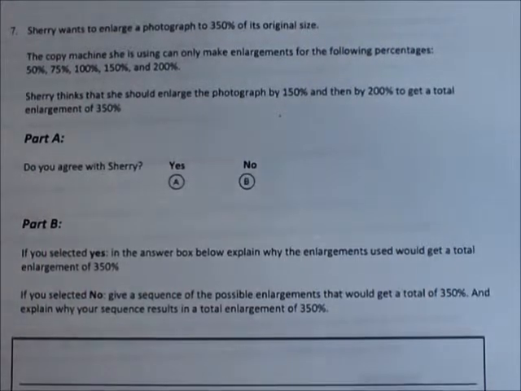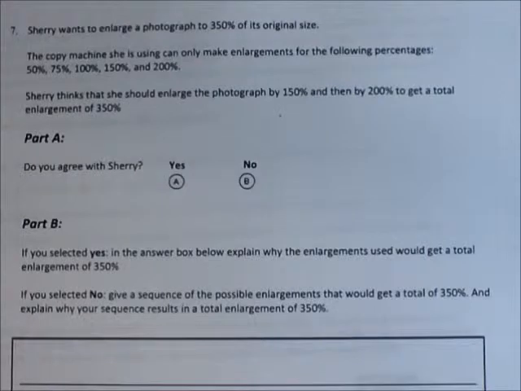Problem 7. Sherry wants to enlarge a photograph to 350% of its original size. The copy machine she is using can only make enlargements for the following percentages: 50%, 75%, 100%, 150%, and 200%. Sherry thinks that she should enlarge the photograph by 150% and then by 200% to get a total enlargement of 350%. Do you agree with Sherry?